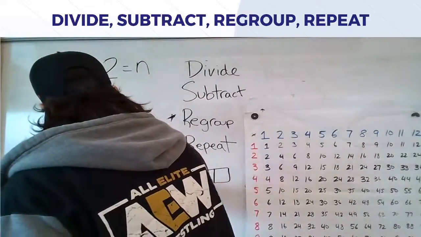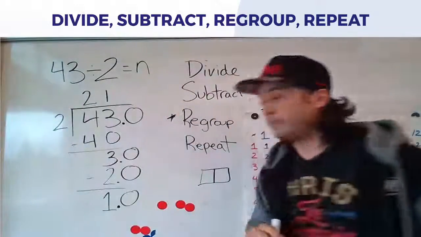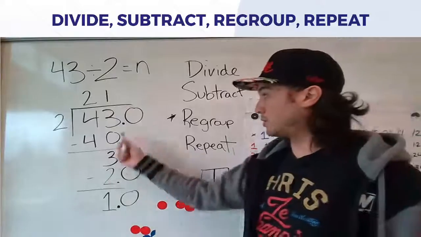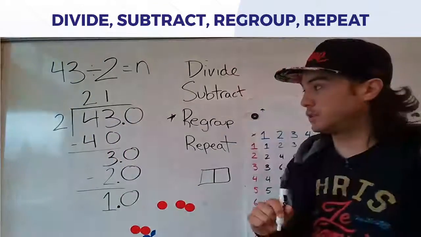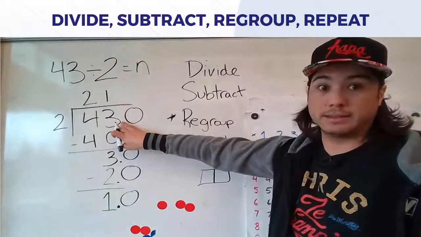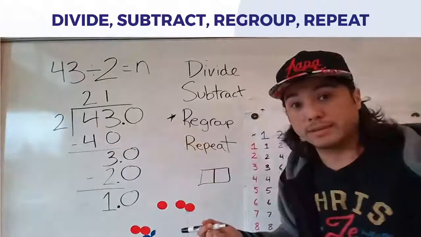The decimal point being here, and we keep our decimal points lined up just like we do in addition or subtraction. Essentially what we're saying here is this is 43 and 0 tenths, just like if we were 430, we'd have 4 hundreds, 3 tens, and 0 ones. Here we have 4 tens, 3 ones, and 0 tenths.